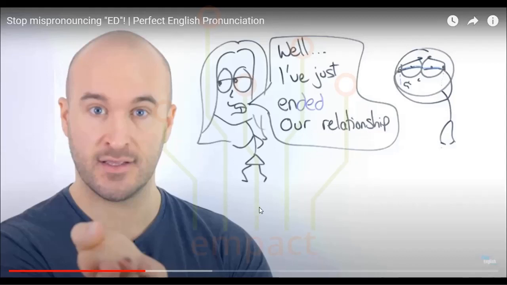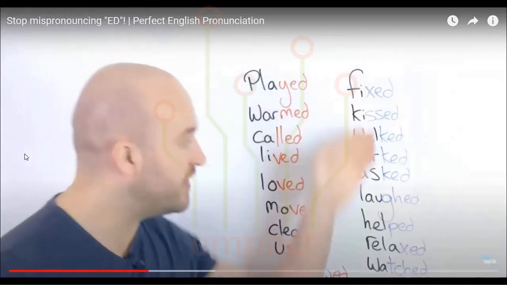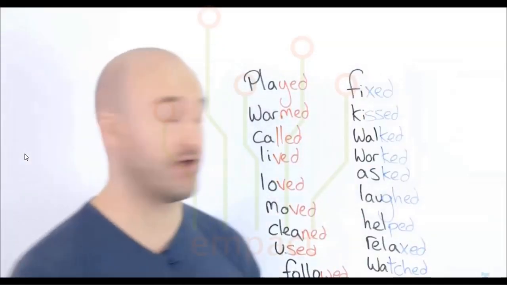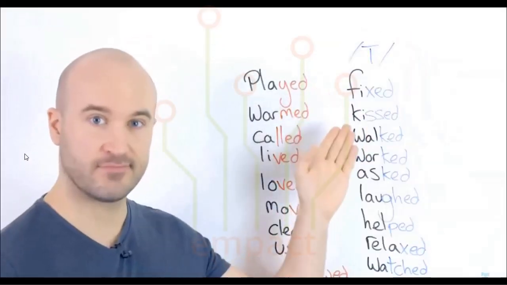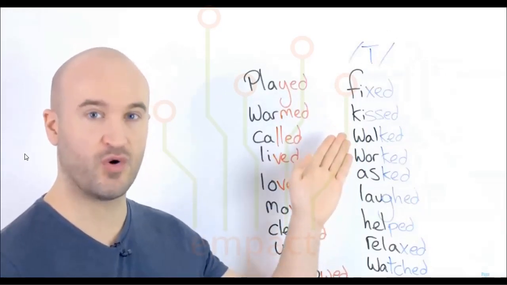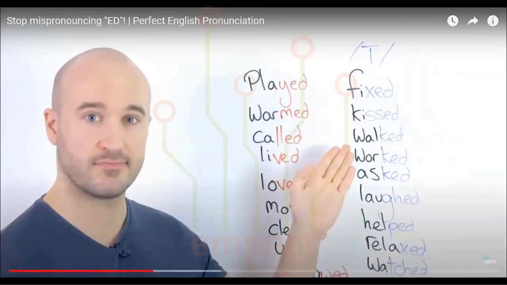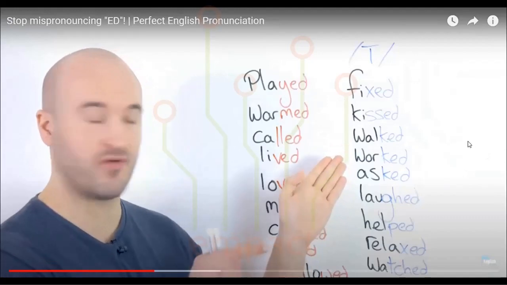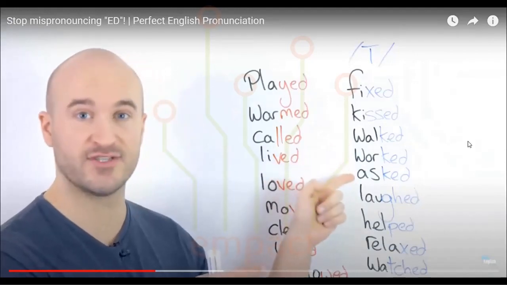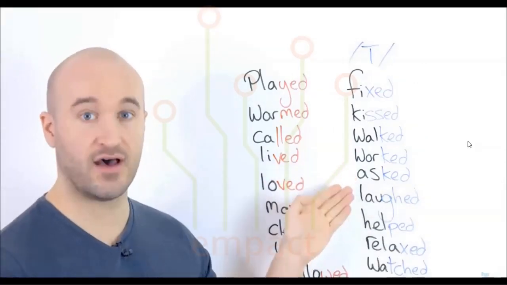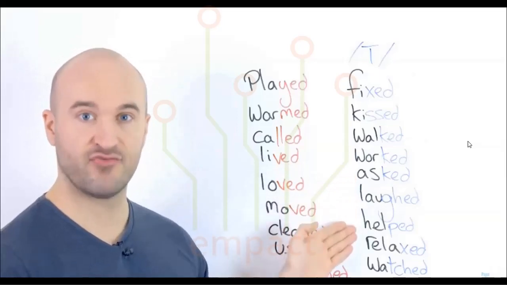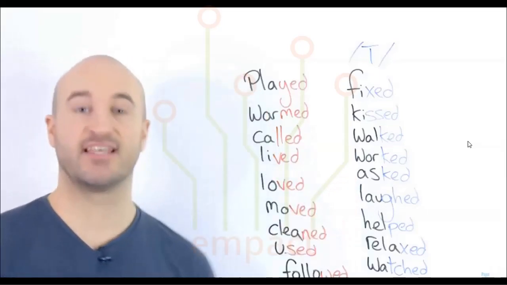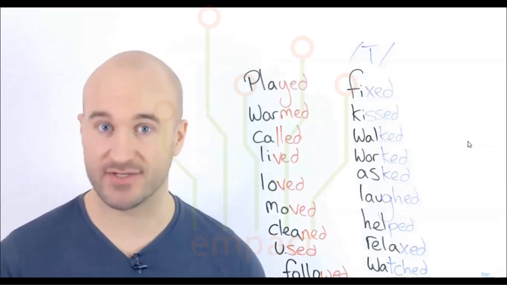Okay, let's just continue. The other two sounds for the ED are a T or a D. These ones will have a T sound. Fixed, kissed, walked, worked, asked. Again, don't worry. I know that one's difficult. We'll come back to that. Laughed, helped, relaxed. These ones, however, they have a D sound.